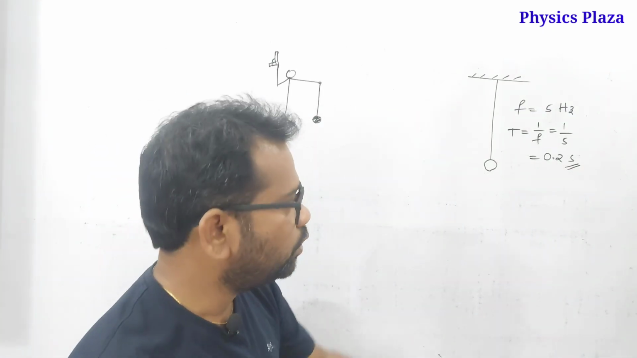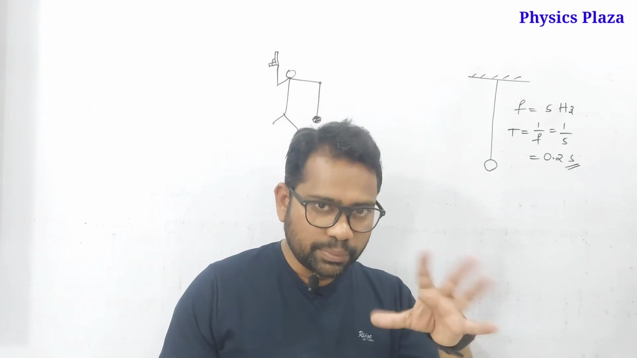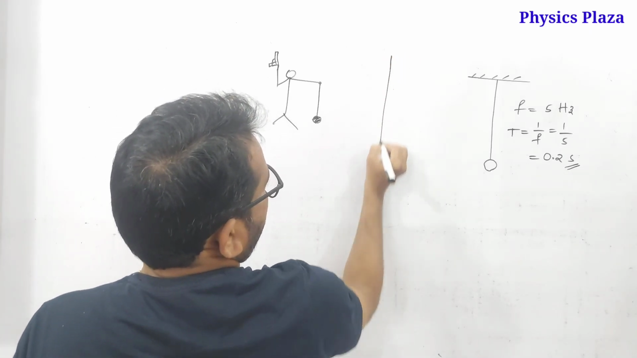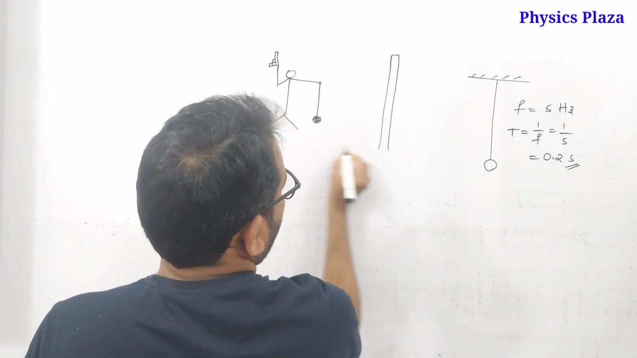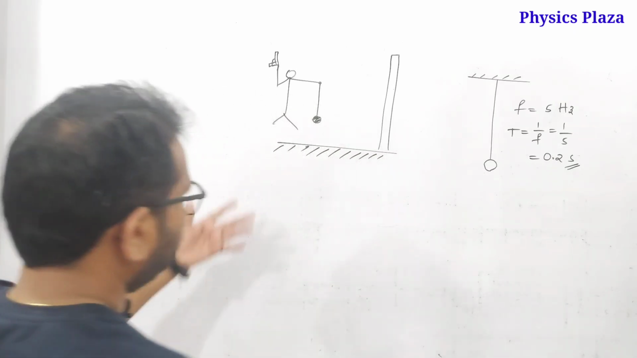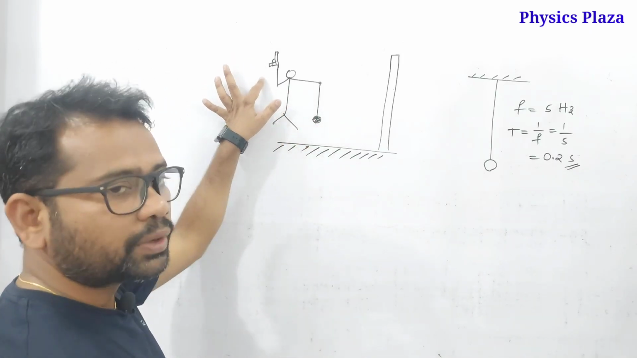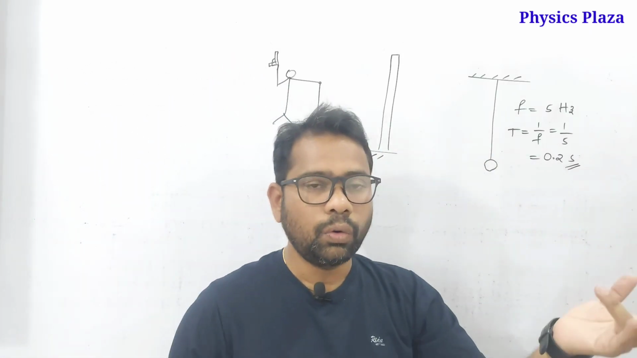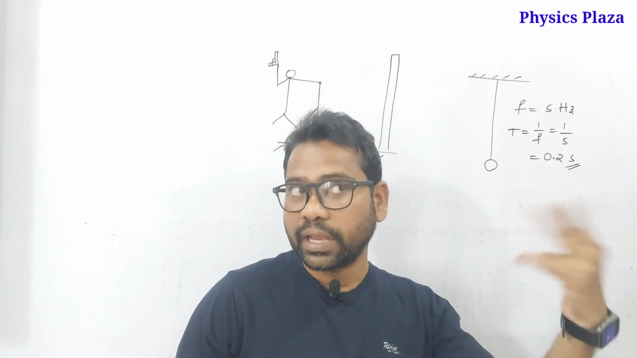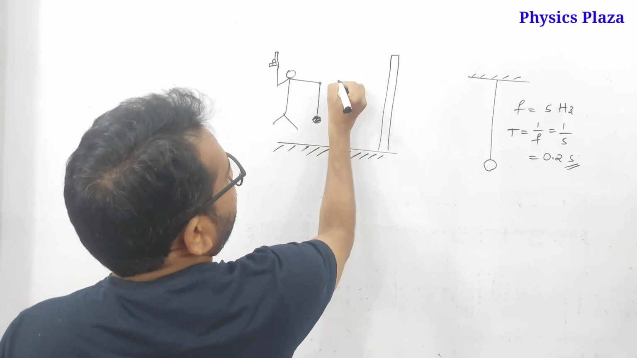Then you may wonder, sir, why do we need to calculate the time period? Let me tell you. For each vibration it takes 0.2 seconds. But here the condition is given. Let us say the person is at a cliff. At the same time it is made to oscillate, he fires a gun and he can hear the echo. The time is not given directly. The moment he hears the echo, the pendulum has completed 8 oscillations.